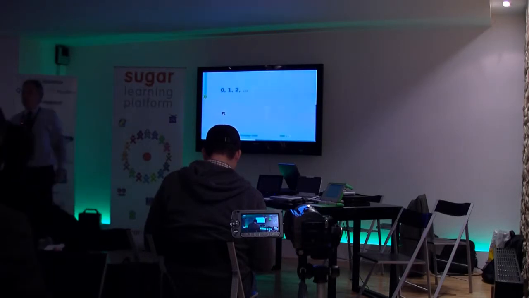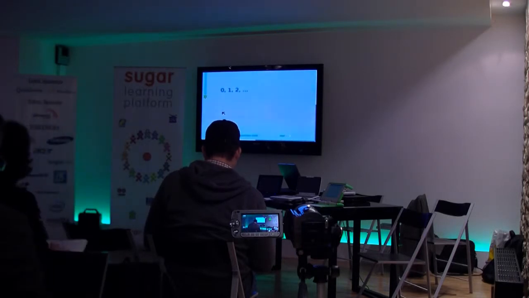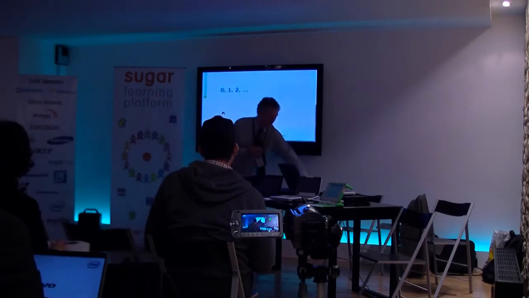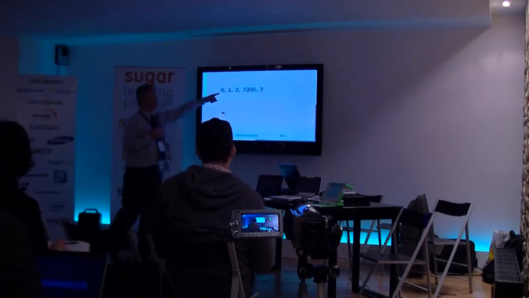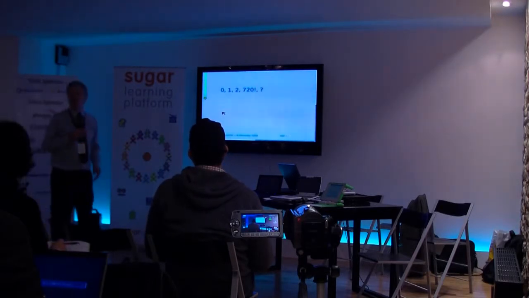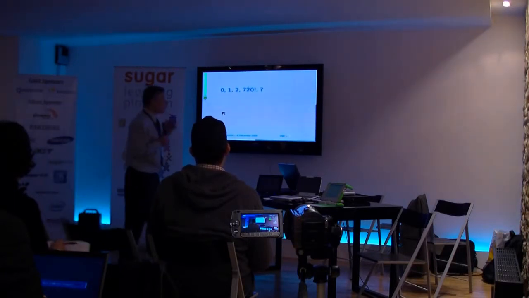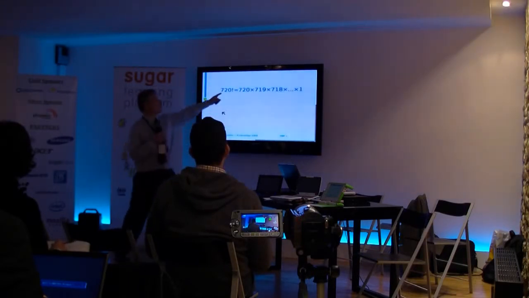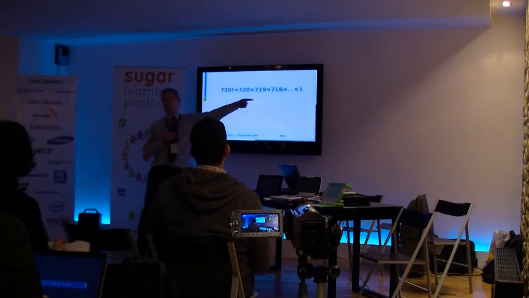It's a number sequence, and it starts off quite simple. It's 0, 1, 2. Pretty easy so far, and you might guess that the next number might be 3. Well, it isn't. It's a good guess, but that's not it. The next number in the sequence is 720 factorial. So 0, 1, 2, 720 factorial. What comes next? I'll remind you that 720 factorial is 720 times 719, all the way down to 1.